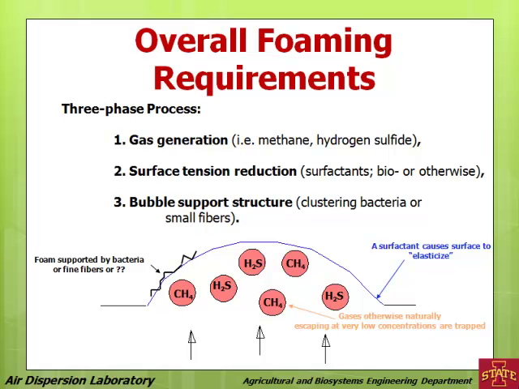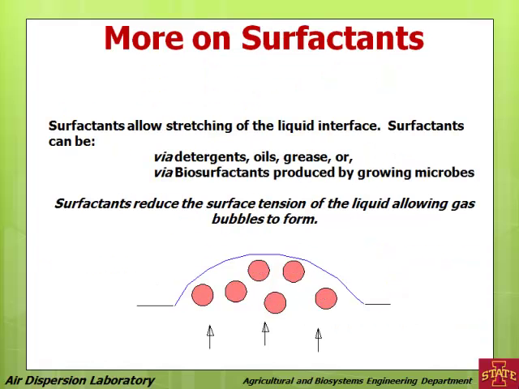It elasticizes that surface. Then, once a bubble forms, you need something to hold it in place, kind of like a support structure, like a dome. And there's some theories on how that takes place. A little bit on surfactants. Surfactants allow stretching of the liquid surface, and these can come from a variety of sources, detergents, oils, grease, or biosurfactants, which are actually produced by bacteria.